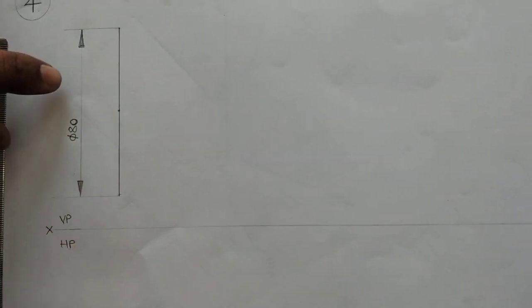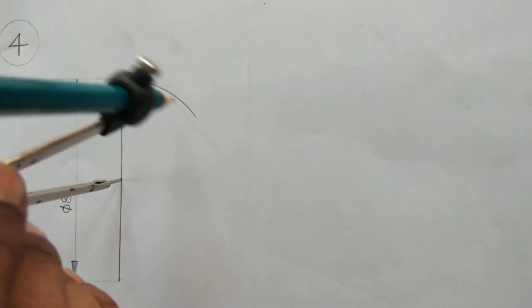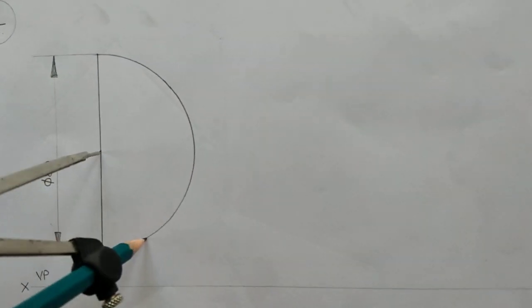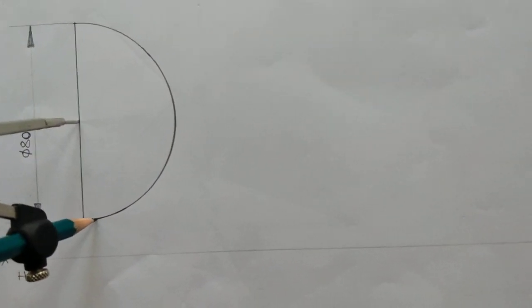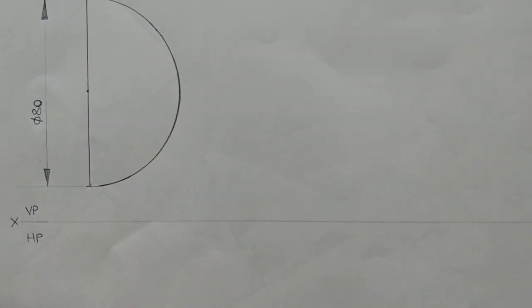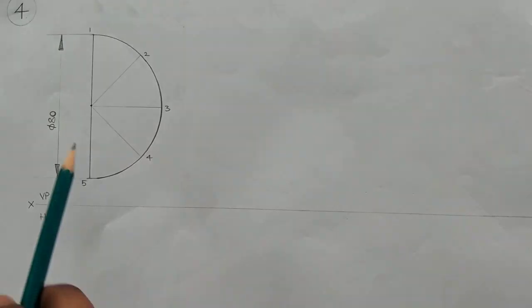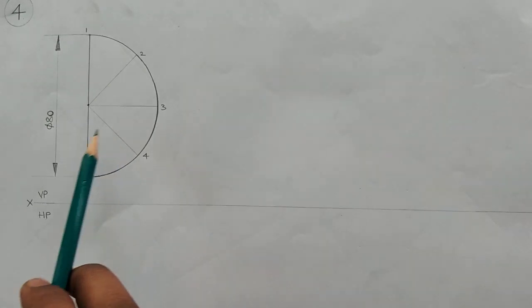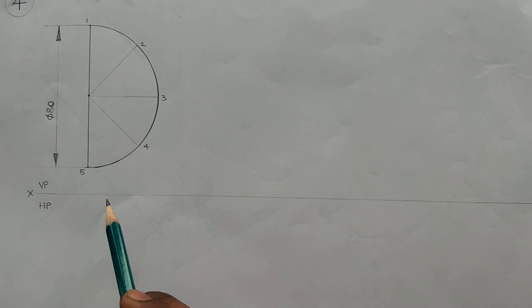Here I am going to construct the semicircle. For that purpose I have taken the center of the 80 mm dimension as center and 40 mm dimension as radius. We can construct the semicircle in this way with an H pencil. Then immediately we can divide this semicircle into 4 equal parts. In the next step we divide this 180 degrees, that means the semicircle, into 4 equal parts, each part representing 45, 45, 45, 45. Next we can immediately project every point onto the reference line.